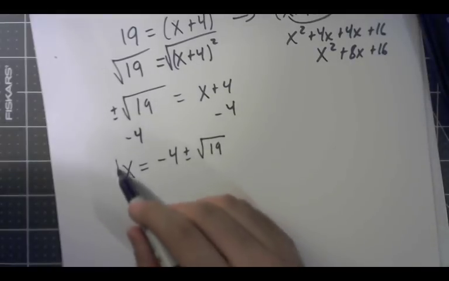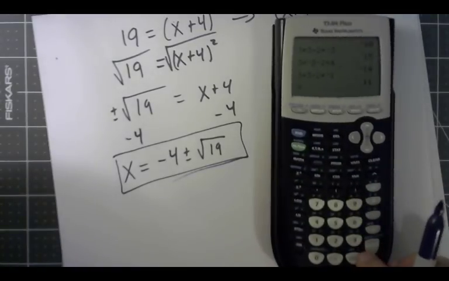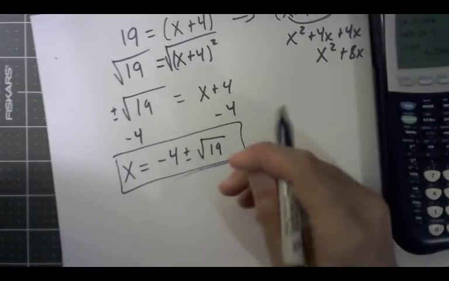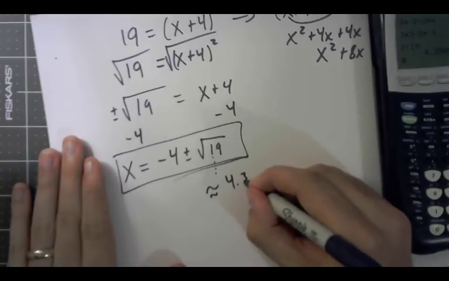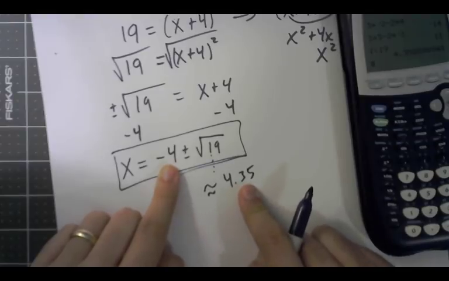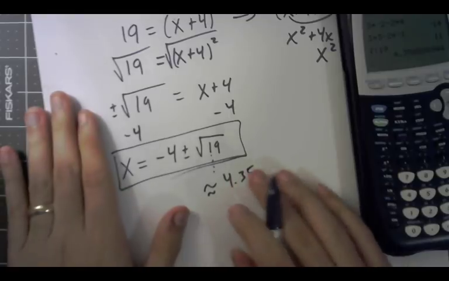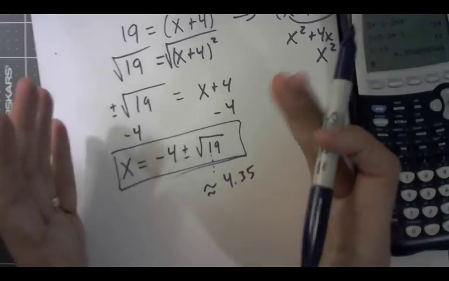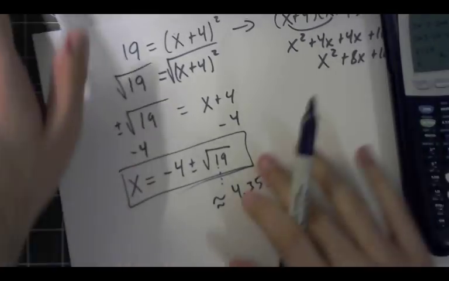So I get here, this is two answers technically. If you put the square root of 19 in your calculator, this is about 4.35. So if I add negative 4 to this, I get a very small decimal, negative 0.35. If I'm subtracting, I get negative 8.35. So this is a perfect answer. This has all the details of this crazy decimal. But if you put it in your calculator, you get something different.